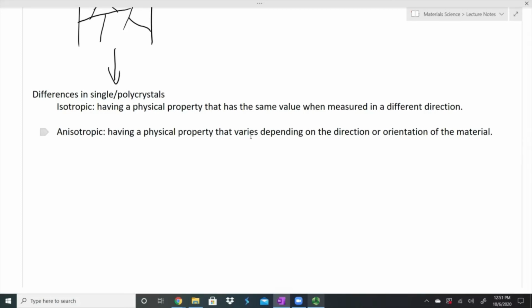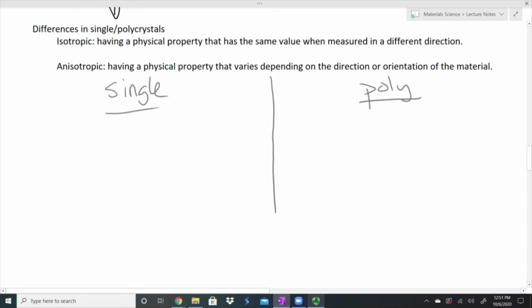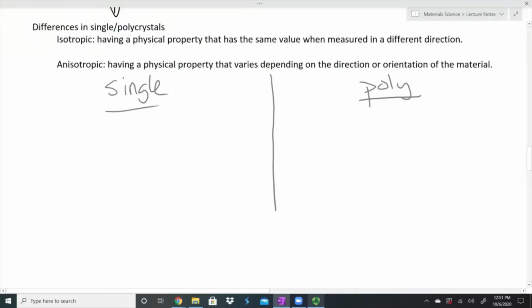So let's take a look at a single crystal and a polycrystal. And we'll look at some similarities and some differences. So my single crystal, again, I'm going to draw this in 2 dimensions because it's hard to draw in 3 dimensions without it getting too difficult to see what's happening.